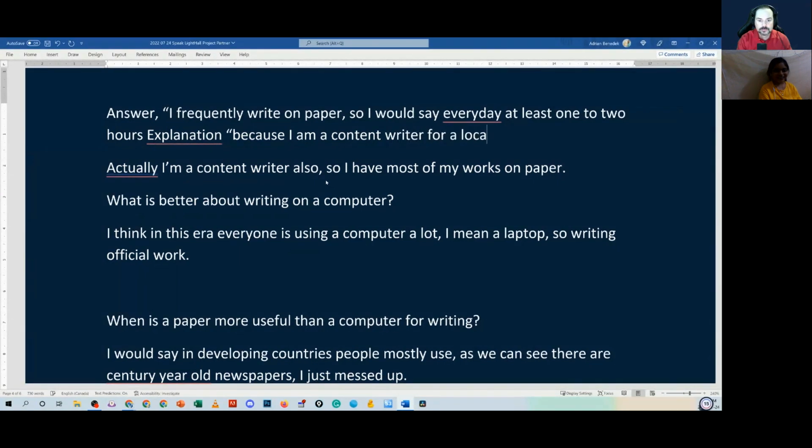You don't need to overdo it. So, Roshni, just keep in mind it's the IELTS, it's not a job interview. You don't have to give me tons of detail, just enough detail so I'm clear. Because I'm a content writer for a local newspaper. When's the last time that you wrote an article?